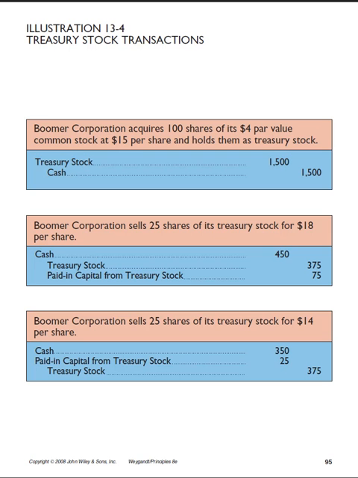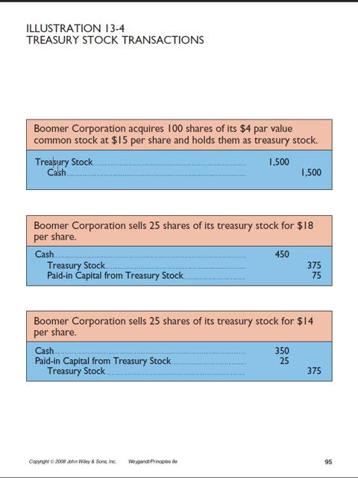Here are some examples of treasury stock transactions. Boomer Corporation acquires 100 shares of its $4 par value common stock at $15 per share and holds them as treasury stock. So basically, we're going to record treasury stock at cost. What numbers here do you think will add up to $1,500? We're going to take the 100 shares times the 15. Even though it does have a par value, we're buying it at $15 per share. So it's 15 times 100, which gives you 1,500. Debit treasury stock.